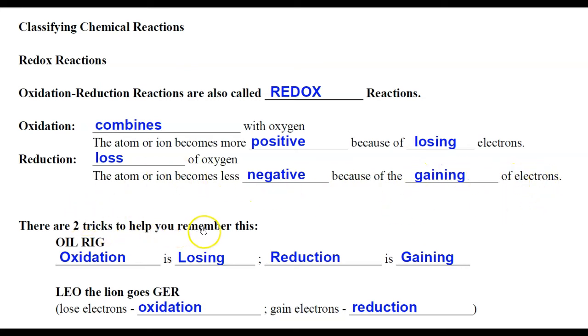There are two tricks to help you remember this. OIL RIG: oxidation is losing, reduction is gaining. And LEO the lion goes GER. Lose electrons, oxidation; gain electrons, reduction. LEO, L-E-O, GER, G-E-R.